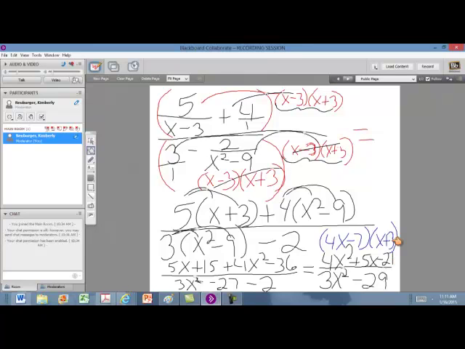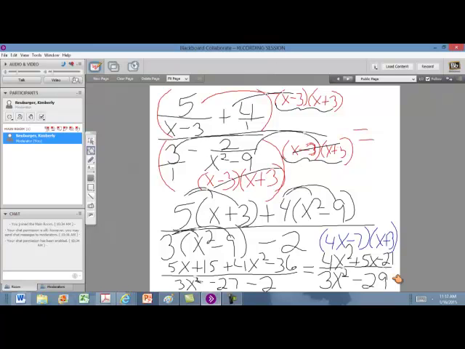You can either have factored form or non-factored form. If it's already in factored form, just leave it that way. If it's not in factored form, then it's fine to leave it that way as long as you can't reduce. Now I know that 3x squared minus 29 cannot be factored, so nothing here would reduce, so I could just leave it like that. If it could be factored and you could reduce, you would want to do that.